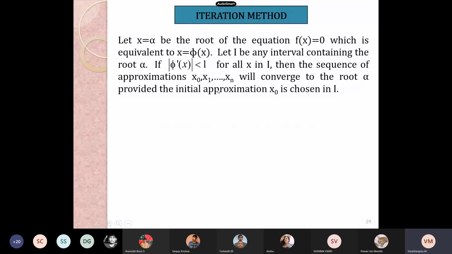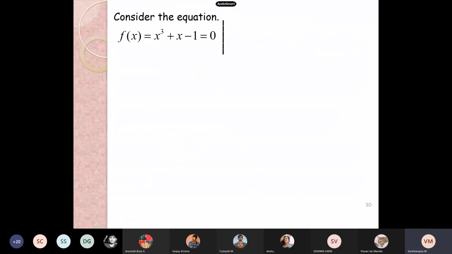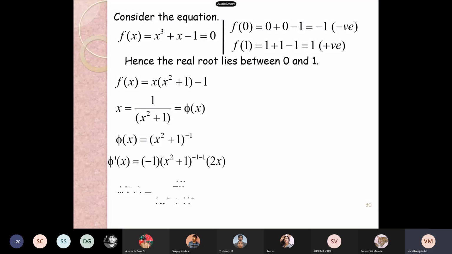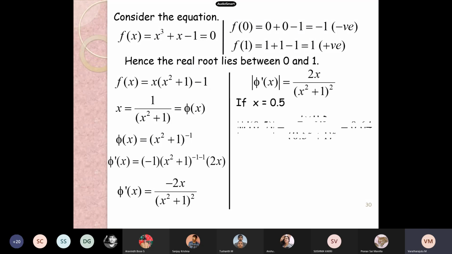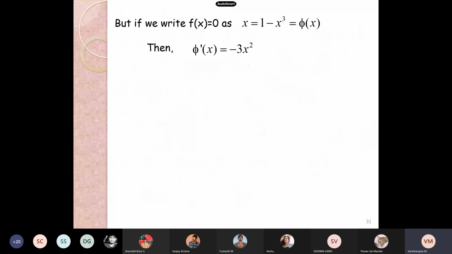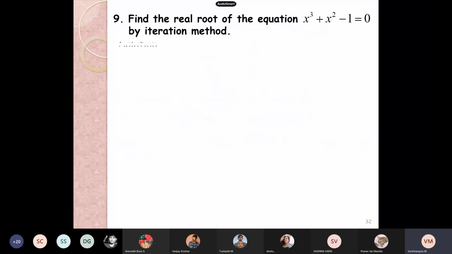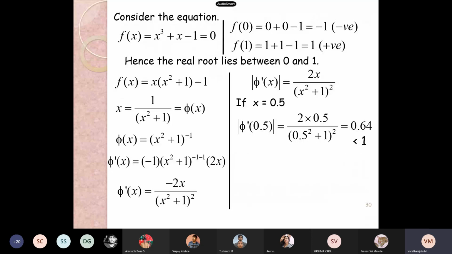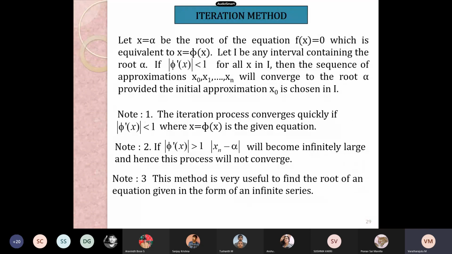Right. This is the iteration method we started with last week. The thing is, the modulus of pi dash of x should be less than 1. Then we can find the roots. Then it will converge. Else it won't converge. That is the only condition for getting the results in the iteration method.